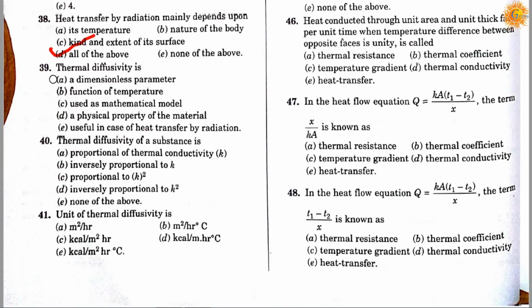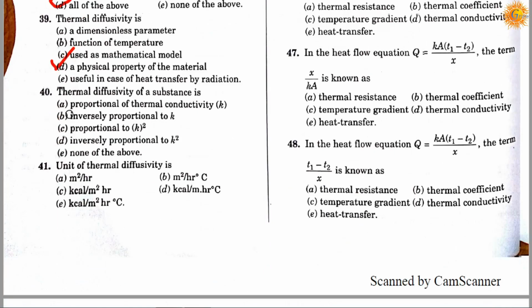Question number 39. Thermal diffusivity is option A, a dimensionless parameter. Option B, function of temperature. Option C, used as a mathematical model. Option D, a physical property of the material. Option E, useful in a case of heat transfer by radiation. Correct answer is D, a physical property of the material.